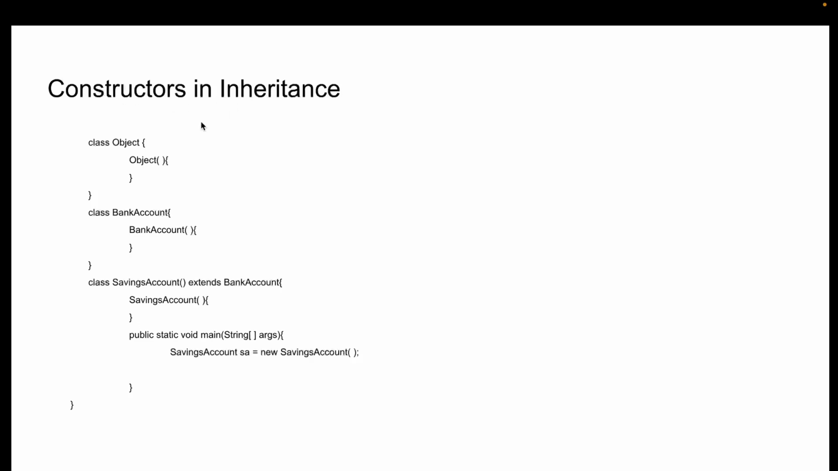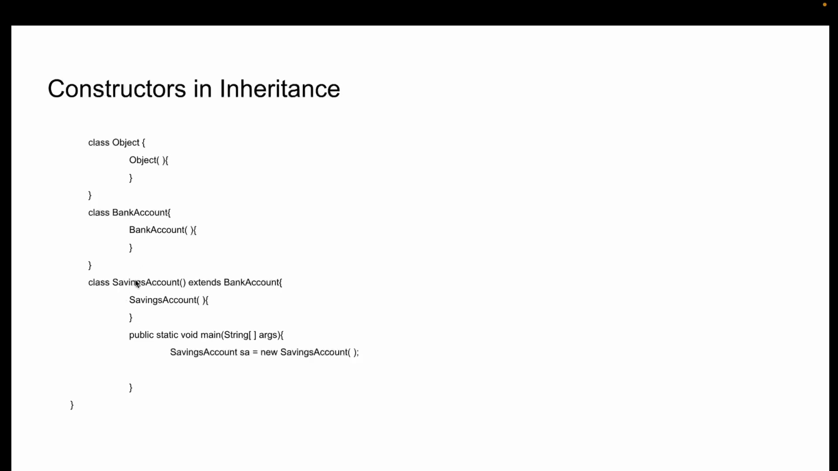There's a class object, and this is the object constructor. You can see this, right? Object, then parentheses, curly braces. So this is the default constructor. Now we have another class defined, class bank account, and then there is a bank account constructor, and this is also a default constructor.